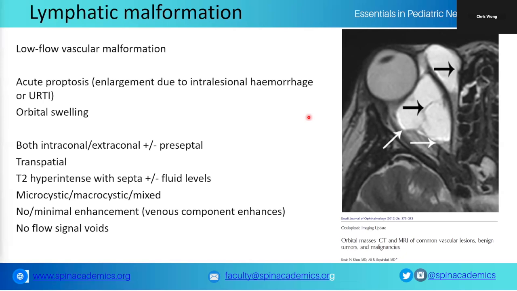Interestingly, it can be related to the intralesional hemorrhage and after the upper respiratory tract infections, giving rise to enlargement of the lesions, and the patient can present with orbital swelling. Concerning the imaging findings, it can be intraconal and extraconal, or either one, and it sometimes involves the preseptal regions of the orbit as well. So it is called a transspatial involvement. Concerning the tissue characterization, it is T2 hyperintense with thin septa, and if there is previous hemorrhage, it may present with fluid level as well.